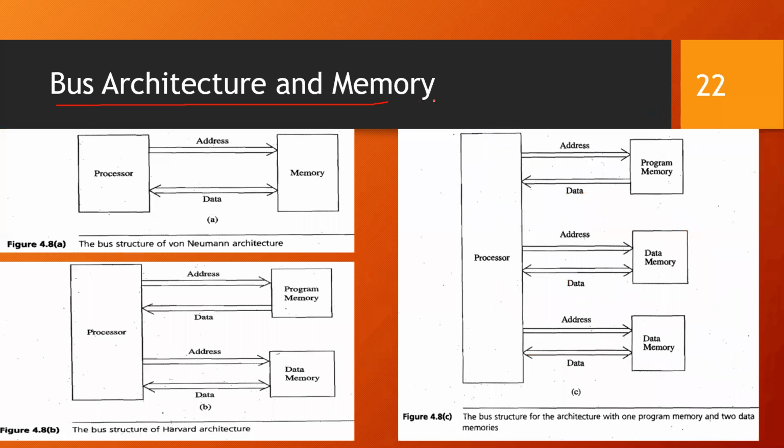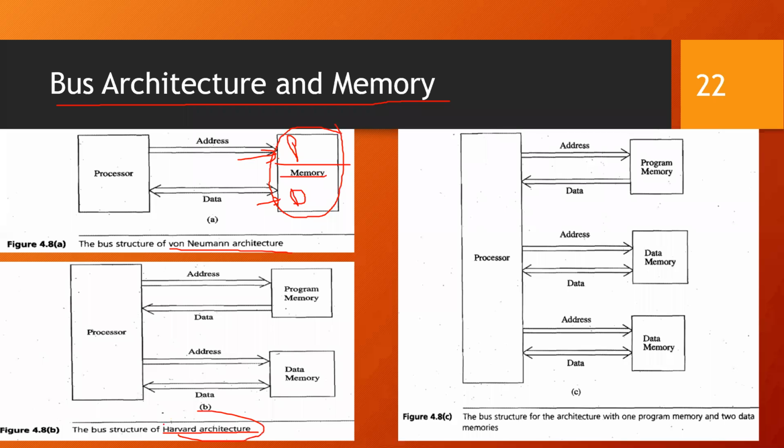Now next, what should be the bus architectures and the memory? Here we have three different specifications. We have two kinds of approaches: one is the von Neumann architecture and the other is the Harvard architecture. In the von Neumann architecture, you can make out from this diagram itself, we have one memory which will be accessed for both purposes, that is for program purpose and data purpose. Data will be stored in data memory and program instructions will be stored in program memory. So in the same memory, you are keeping both.